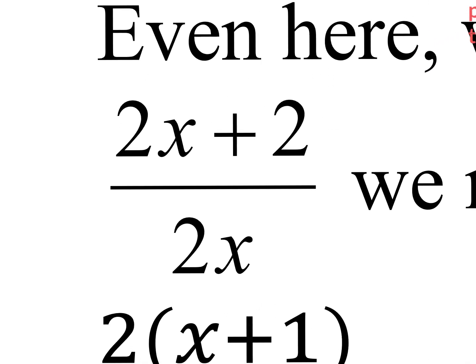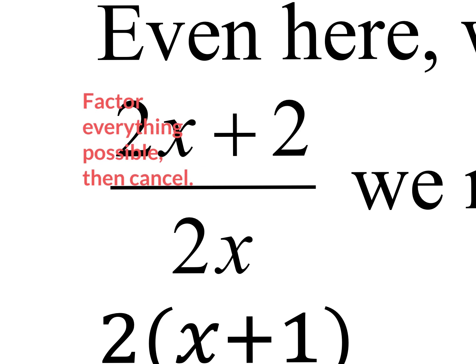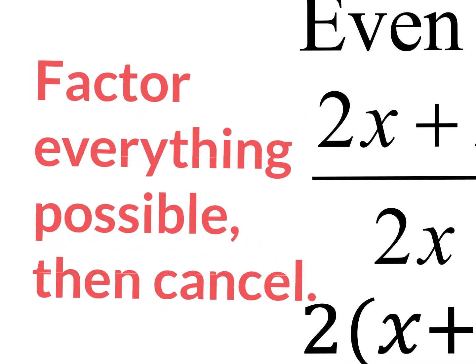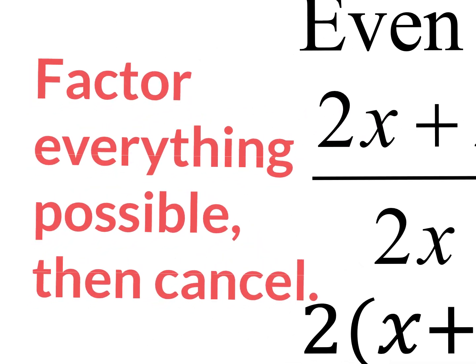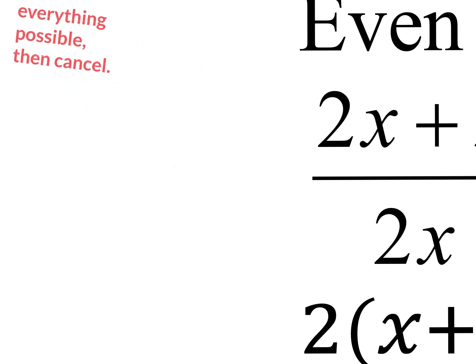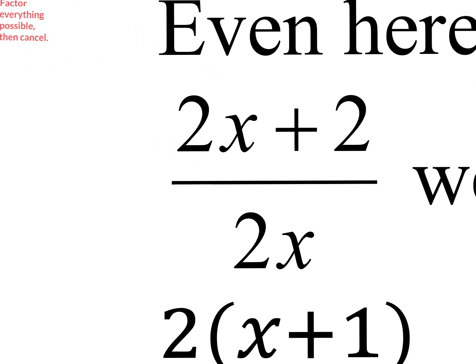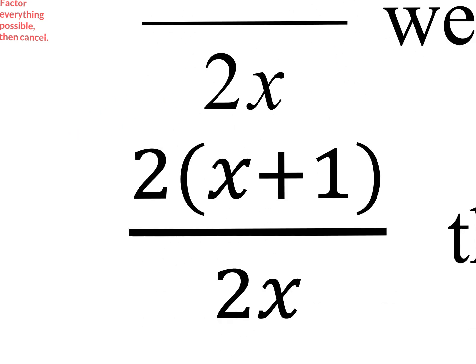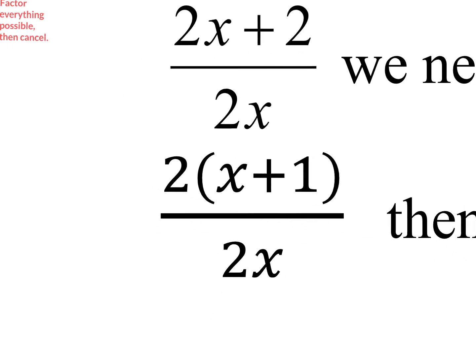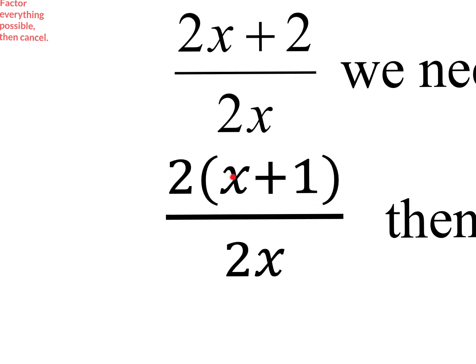So what should we do? This is what we do. We factor everything possible and then cancel. All right, so look at your numerator, look at your denominator, and factor. Factor anything possible, and then once you have the factored form, with multiplication, you'll be able to cancel. Okay, so if we take a look at this top one, 2x plus 2, we could pull out the GCF of 2. When we pull out that 2, you could rewrite it as 2 parentheses x plus 1.